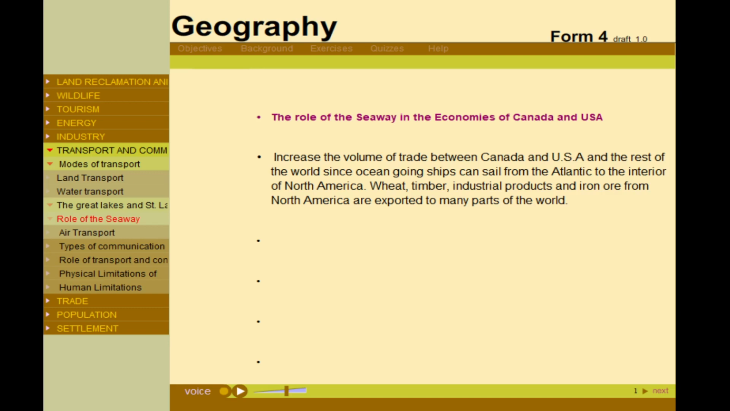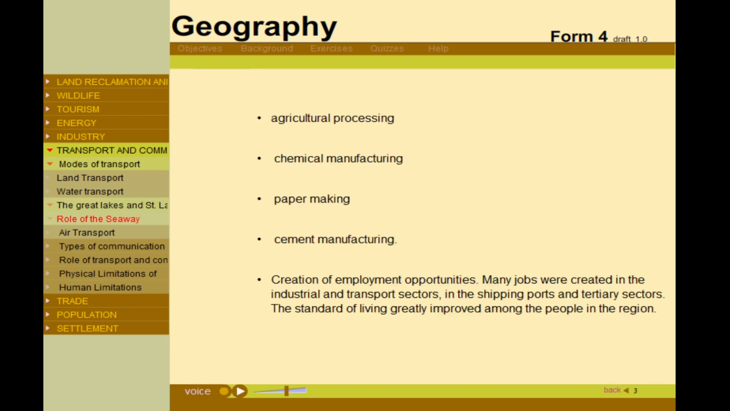Hydroelectric power production. The dams constructed along the Seaway at Niagara Falls generate hydroelectric power for industrial and domestic development of lake ports and towns. Increased transport activities along the route, growth of agricultural activities, and industrial activities led to the growth of many lake ports and towns, such as Duluth on Lake Superior, Chicago on Lake Michigan, Buffalo on Lake Erie, and Toronto on Lake Ontario.